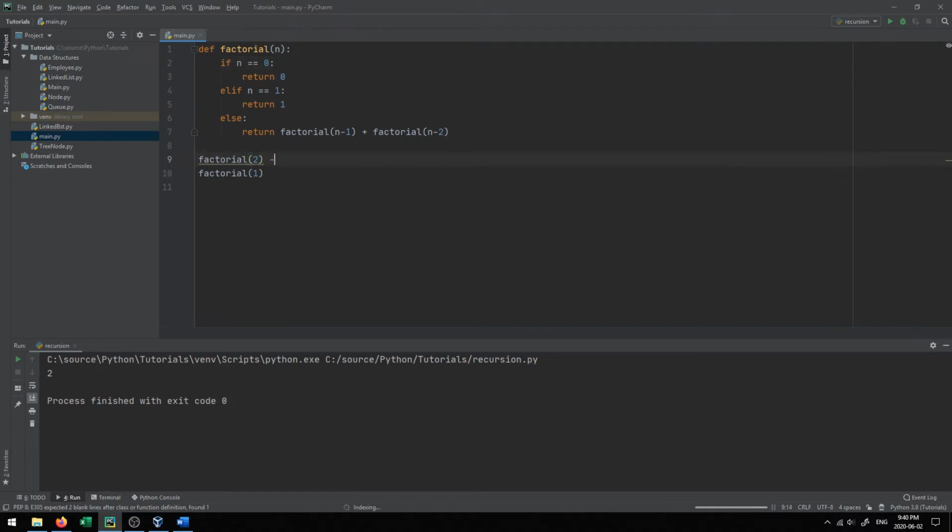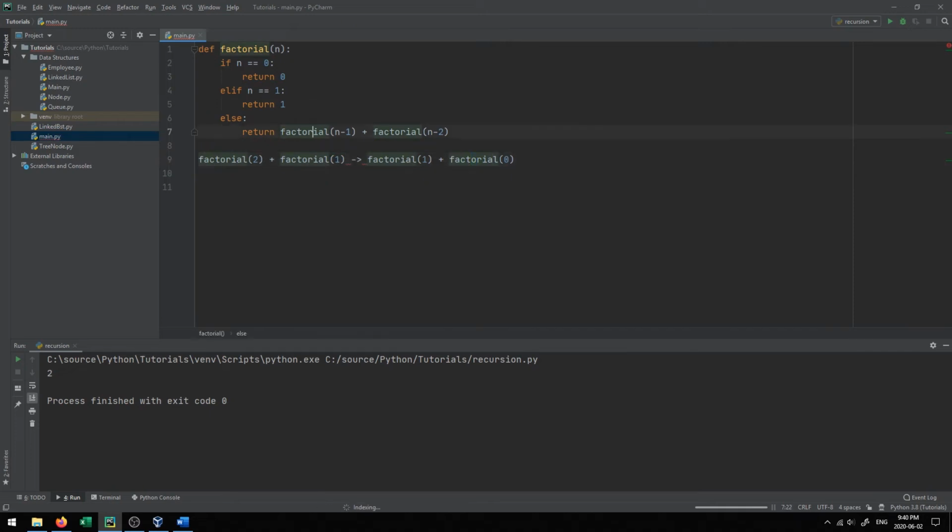So from this, we would end up with another call to factorial at 1, as well as factorial at 0, right? So maybe just to clarify this a little bit, the first call was this, right? This was our first call. And then the second call looks like this right now, right?